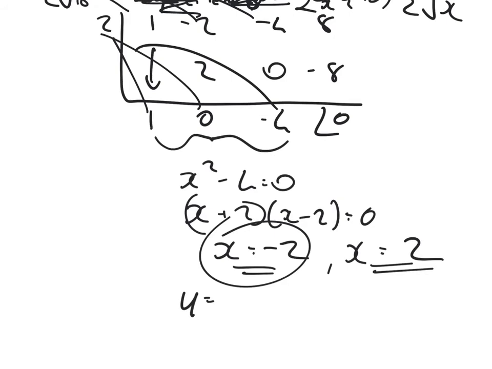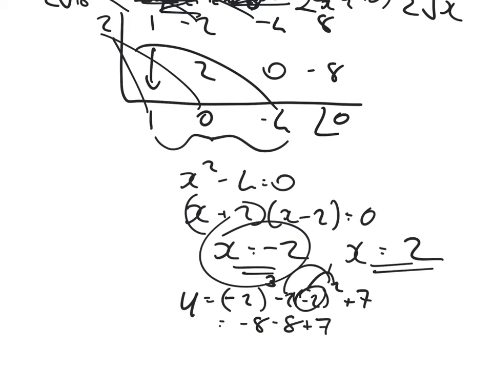I can choose either. I'm going to choose y = x cubed - 2x squared + 7. So that will be (-2) cubed - 2 lots of (-2) squared + 7. That will give me -8. (-2) squared is 4, times 2 is -8, plus 7, which would be -9. So the second point of contact then will be (-2, -9).